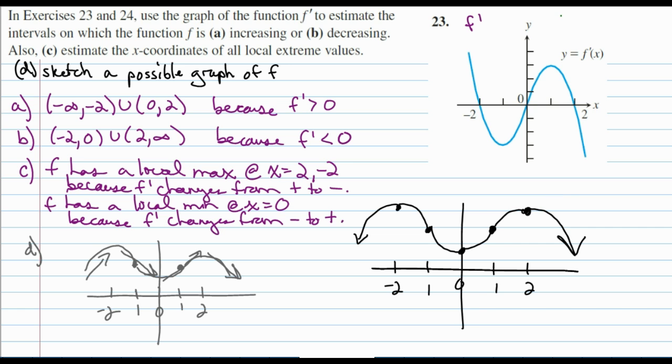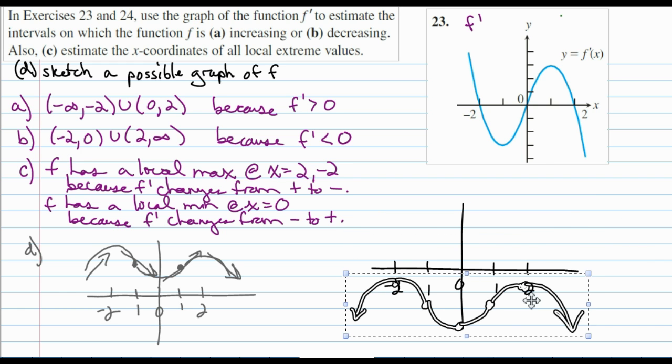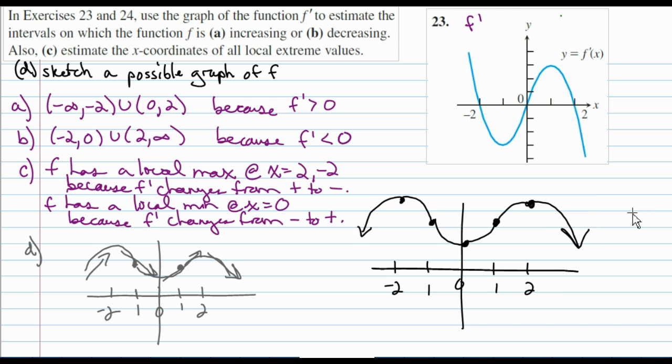Now, of course, this final graph, we don't really know the y values. So it technically could be down here. It could be way down here. It could be up here. It could be lopsided. But this is a good sketch. This is a very accurate sketch of f. So I'm going to label that as f.